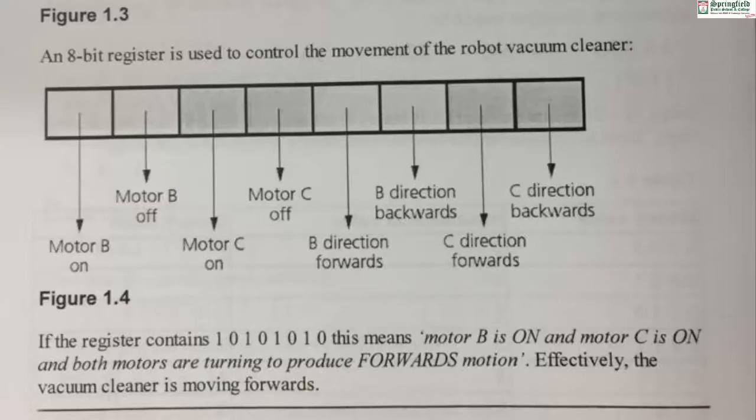So number 1 register says motor B on, second bit says motor B off, then motor C on, motor C off, B direction forwards, B direction backwards, C direction forwards, C direction backwards. So if the registers contain 10101010, this means motor B is on and motor C is on, and both motors are turning to produce the forward motion. Effectively, the vacuum cleaner is moving forward.